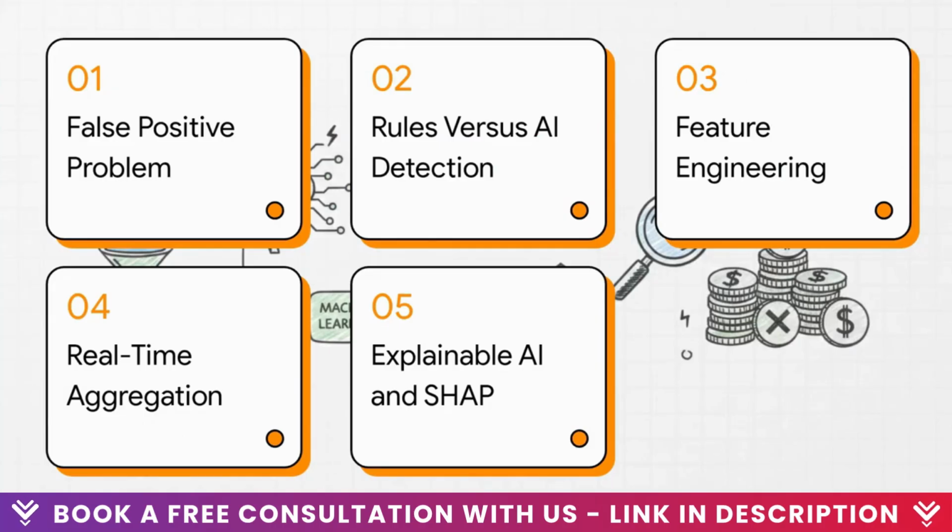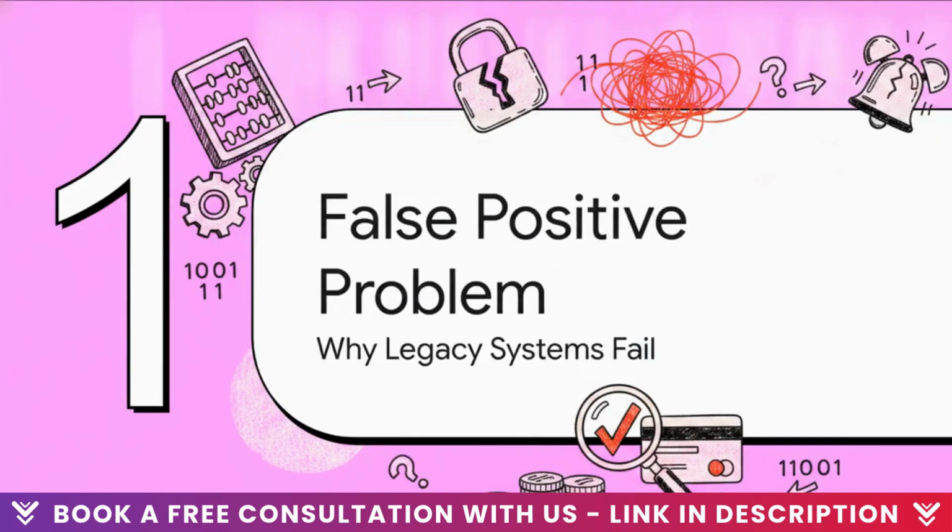Here's our agenda for today. We've got a 5-part blueprint. First, the false positive problem. Second, rules versus AI detection. Third, the feature engineering framework. Fourth, real-time aggregation workflows. And finally, explainable AI and SHAP. All right, let's start with Section 1, the false positive problem.